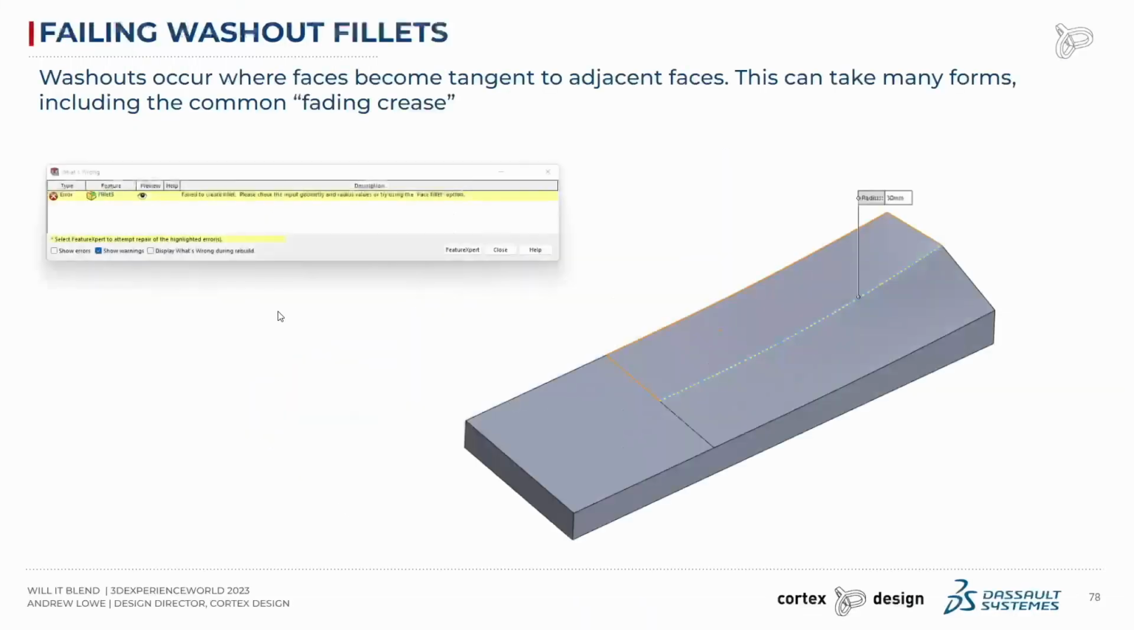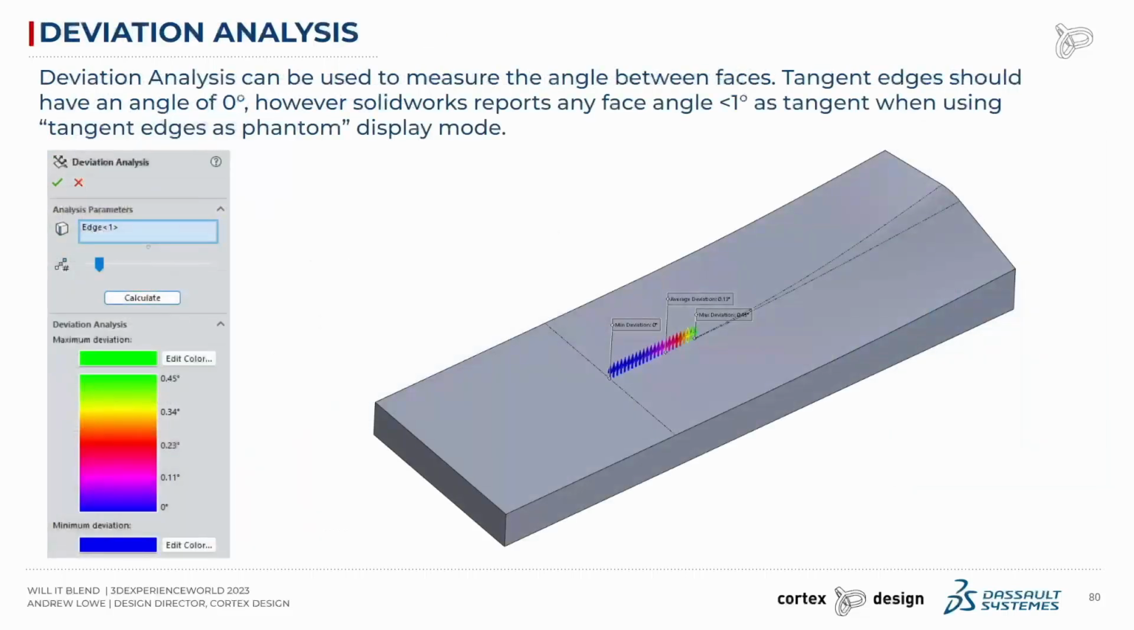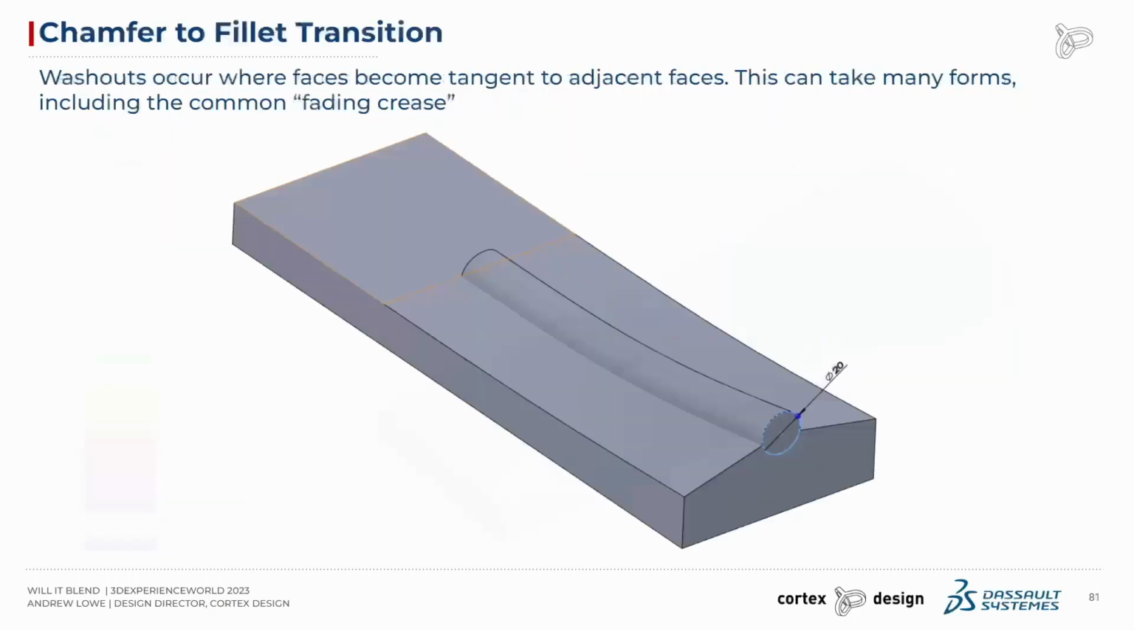So running back through, I can add the fillet, split new faces, and have fillets end exactly where I want them when I have them split out of the model. Deviation analysis, a great little tool for looking at the difference in angle between faces. We do have this technique of the swept fillet or the pipe fillet where we're creating a sweep and then using this sweep to create new edges on the model.